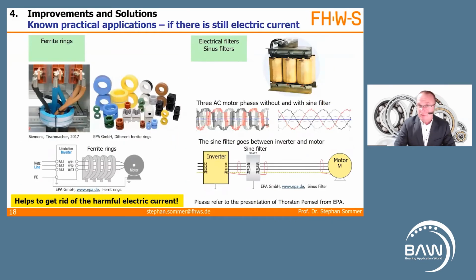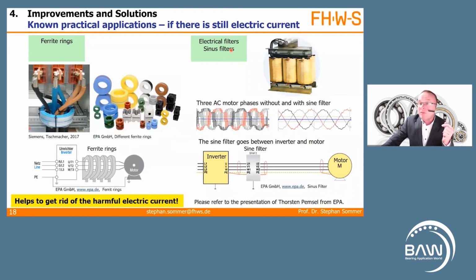If there is still electric current left, there are two more possibilities. First, ferrite rings. Here is an example from Siemens, Mr. Tischmacher from 2017. There is a bundle of two ferrite rings close to the inverter, because those ferrite rings go between the inverter and the motor. Our partner EPA Systems, who is also in this Bearing Application World, offers a variety of ferrite rings. Please also refer to the presentation of Thorsten Penzel from EPA.